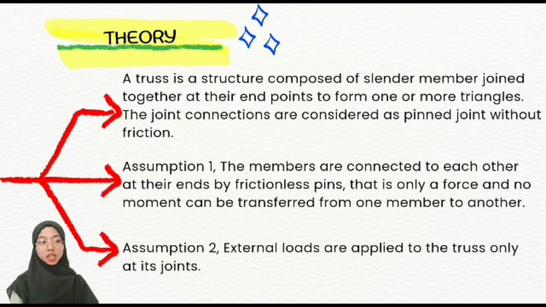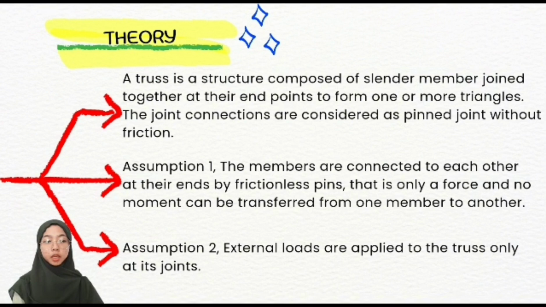The theory used in this lab is that a truss is a structure composed of slender members joined together at their end points to form one or more triangles. The joint connections are considered as pin joints without friction.